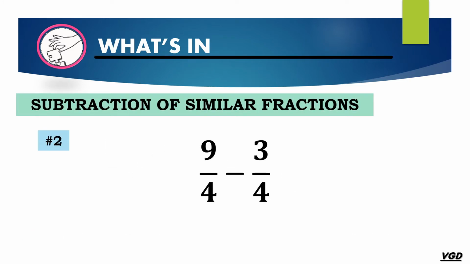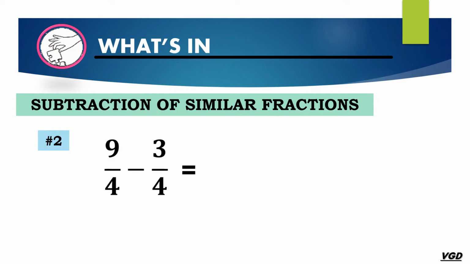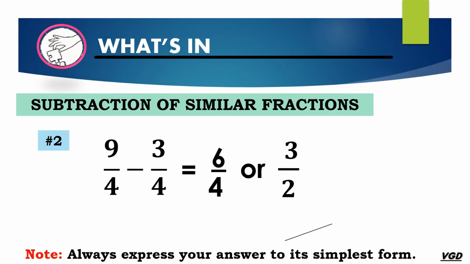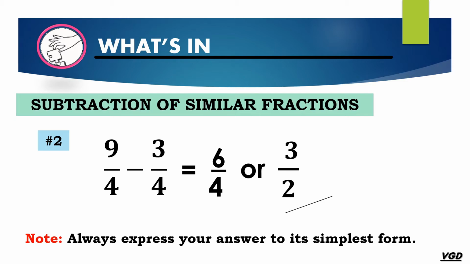How about if we are asked to subtract similar fractions? So we have here, for example, 9 over 4 minus 3 over 4. In subtracting similar fractions, just like addition of similar fractions, we just have to copy the same denominator. The denominator here is 4, so we copy that and simply subtract the numerators. So we have 9 minus 3 is equal to 6, and as we simplify 6 over 4, we will have 3 over 2. Once again, take note, always express your answer in its simplest form.